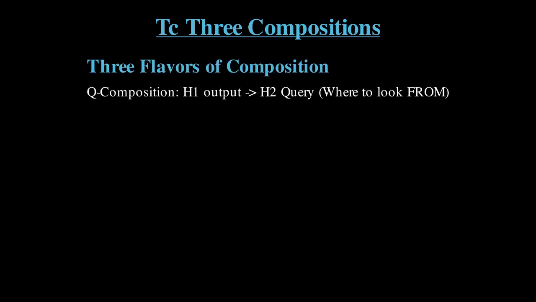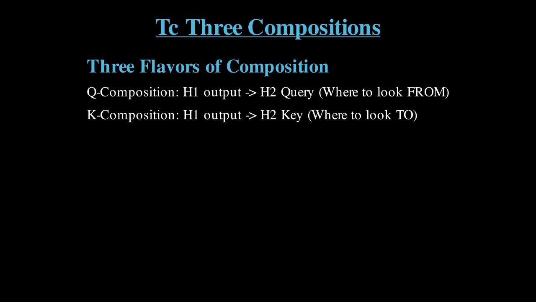First is Q composition. H1's output is read by H2's query projection, W sub Q. This means H1's output vector helps determine where H2 should attend from. It's like H1 tells H2 from this position look for these kinds of keys.